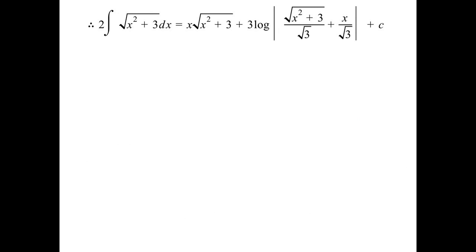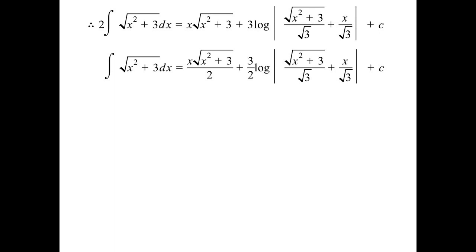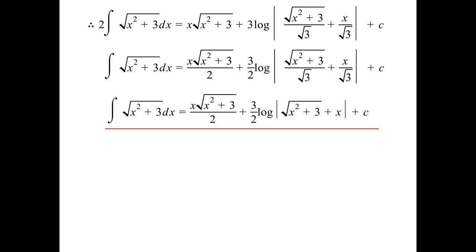So we have 2 lots of the square root of x squared plus 3. Divide everything by 2. And I think we have it. That looks like an answer. Oh, I know what I probably did. Both of these are over the square root of 3. So I probably pulled that out and put it into the constant. Just looks a bit neater. You don't have to. I mean, that's certainly an answer to the line before. It just means that the constant would be different if you were working out a constant.